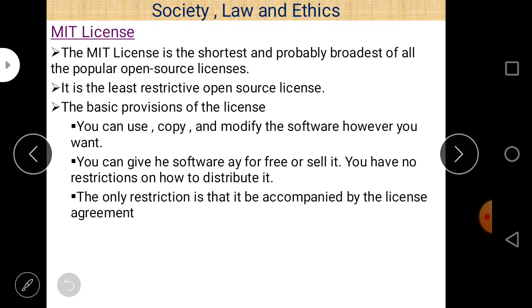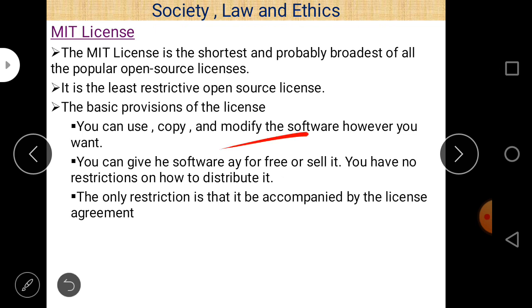First one is you can use, copy, and modify the software however you want. Second is you can give the software away for free or sell it. There is a little spelling mistake in the second point. The second point is you can give the software away for free or sell it, and you have no restriction on how to distribute it. And the third point is the only restriction is that it be accompanied by the license agreement.